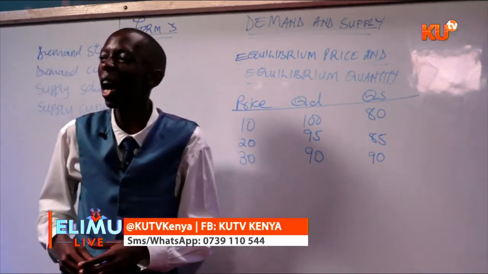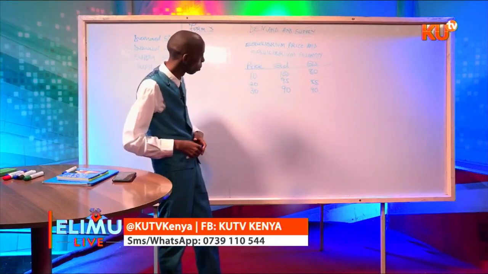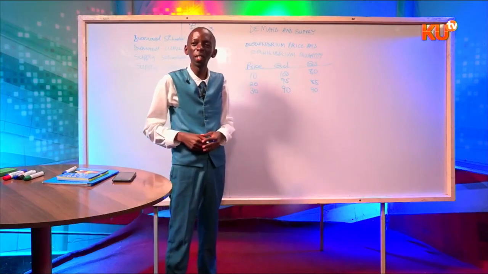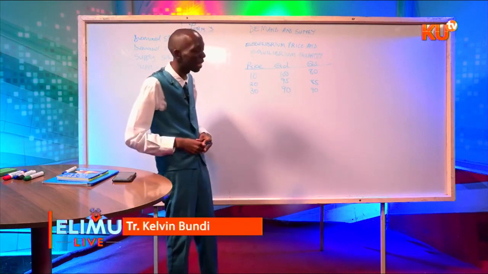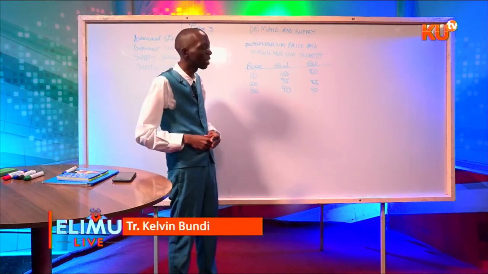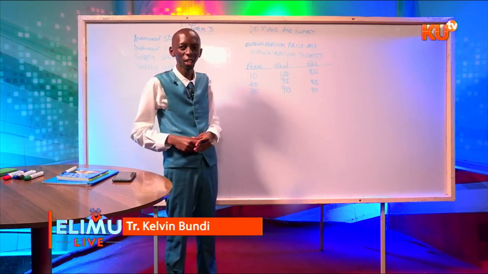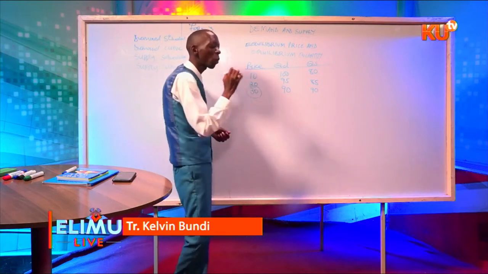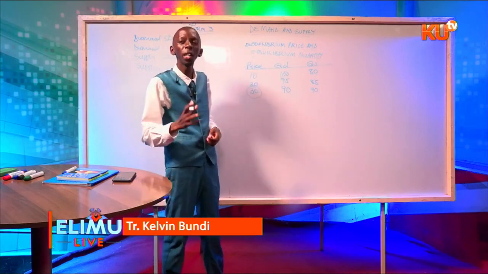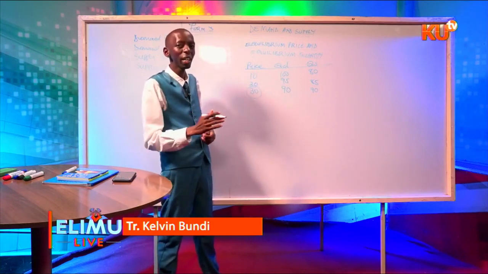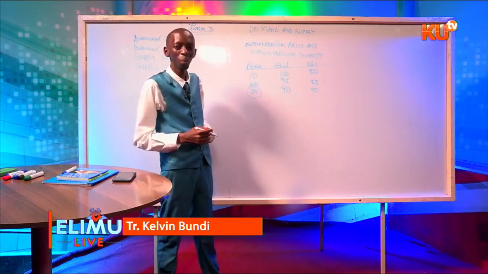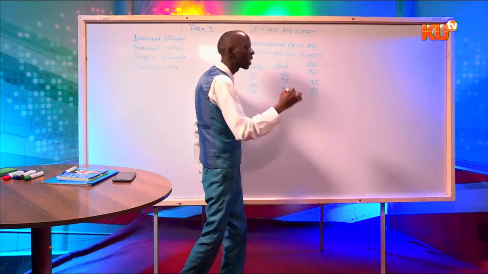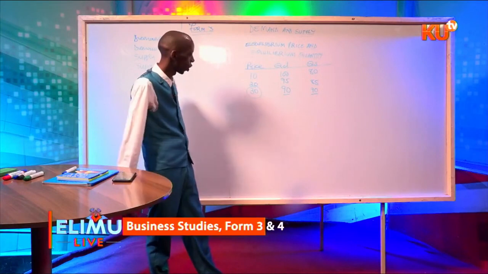So a bright student will be able to learn something here. At price 30 shillings, the quantity demanded is 90 and the quantity supplied is 90. So 30 shillings is the price that equates the quantity demanded to the quantity supplied. Why? Because the demand and the supply are equal at 30 shillings.